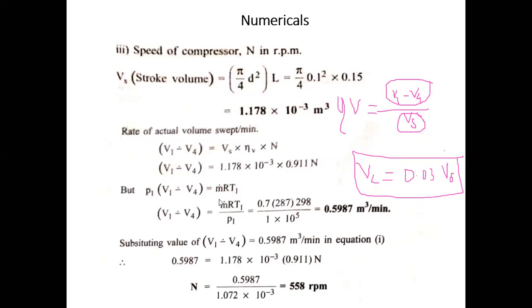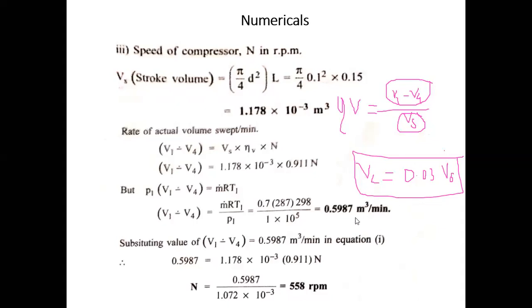The mass flow rate of air is known to us, that is 0.7 kg per minute, so the answer will be in meter cube per minute. The value of R is 287, temperature is 298, and pressure is 1 bar, so we convert it into Newton per meter square, that is 1 into 10 raised to 5. So the final answer comes out to be 0.5987 meter cube per minute. This will be the actual volume flow rate through the compressor.